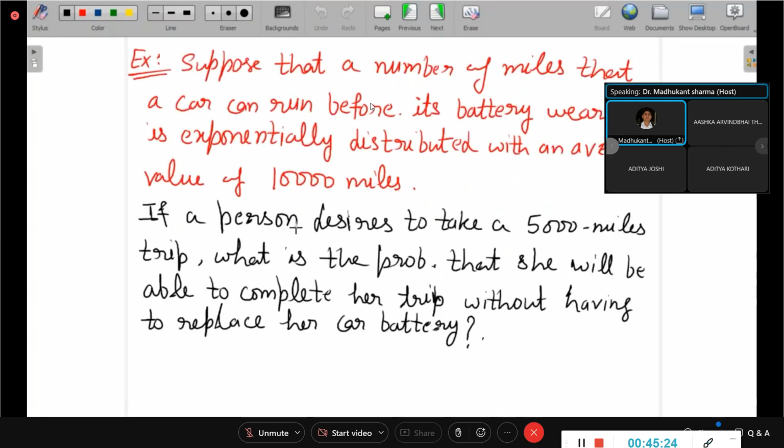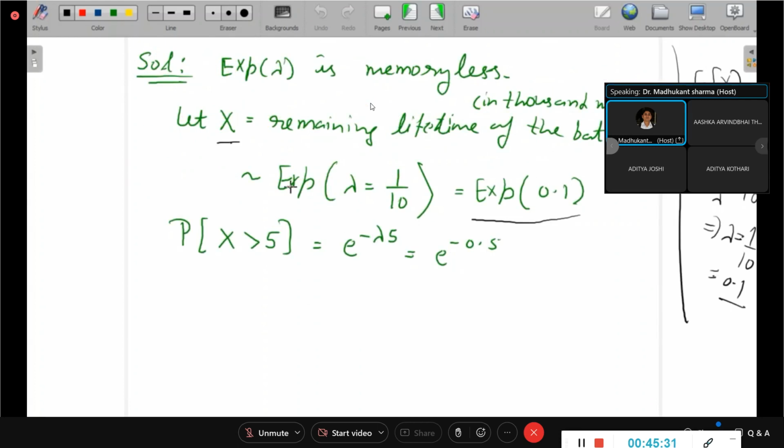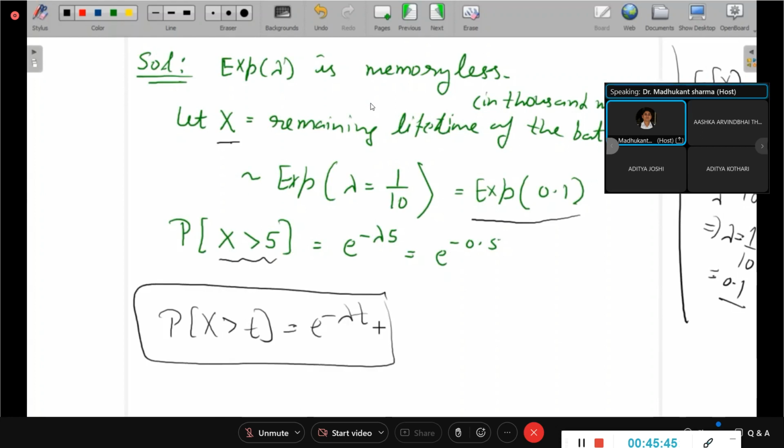Now, what you are interested in: if a person desires to take a 5,000 mile trip, certainly the battery should function more than 5,000 miles. Therefore, you are interested in finding the probability of X greater than 5. If you recall, the probability of X greater than t is equal to e to the power minus lambda t. So you just replace t by 5, and the lambda value is 0.1. So the probability is e to the power minus 0.5.